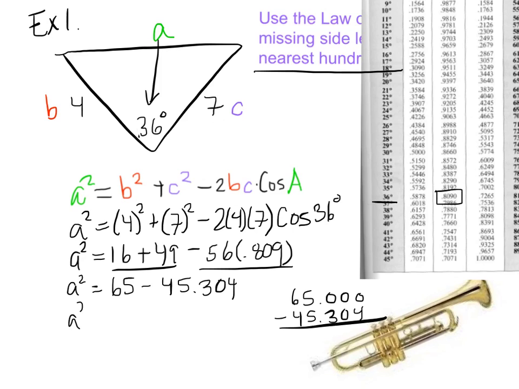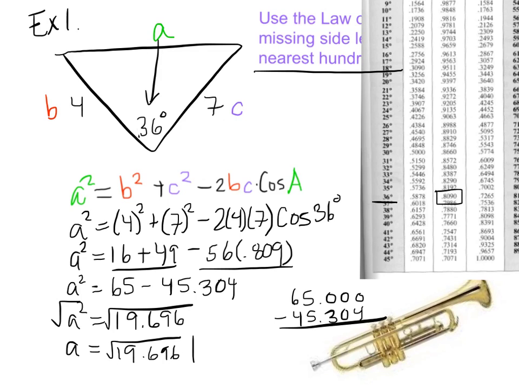And when you subtract it, a squared is 19.696. Now there's no way that you know the square root of this, so no worries about finding it to the nearest hundredth. You're just going to say a is equal to the square root of 19.696. And this is actually where you're going to stop.